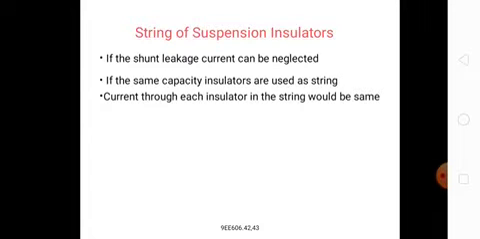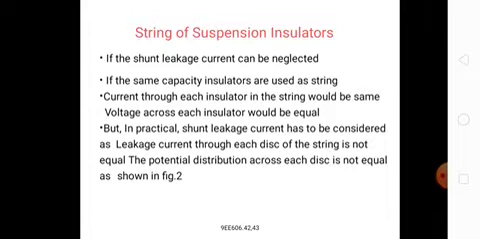If the shunt leakage current can be neglected and insulators of the same capacity are used in the string, the current through each insulator in the string would be the same, and the voltage across each insulator would be equal. But in practice the shunt leakage current has to be considered, so the current through each disc is not equal and the potential distribution across each disc is not equal.